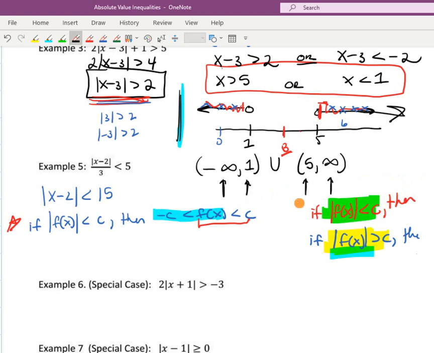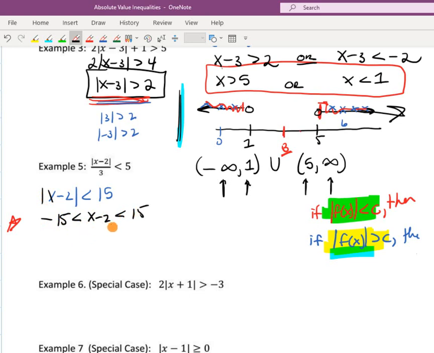That might help you memorize these two rules a little bit easier because they're very similar structures now. Okay, so it's up to you. That's an approach. I don't use that very often, but I do know some people appreciate that. I'm going to use the between statement. I think it's just so much easier to write negative 15 is less than x minus 2 is less than 15. Add 2 to all three parts. So it gives me negative 13 is less than x is less than 17. And now negative 13 to 17.